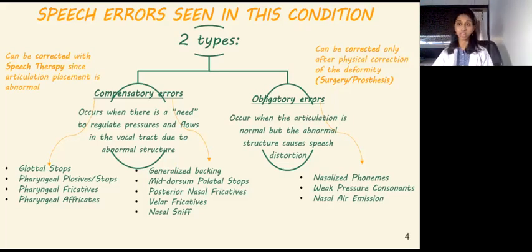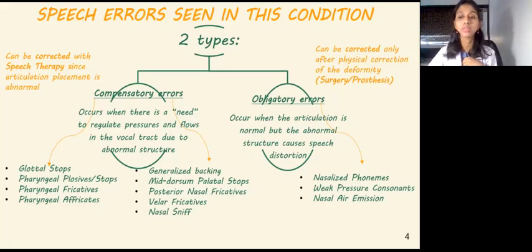An obligatory error is one where the articulation placement, which resembles the function of the articulator during sound production, is maintained. So it's normal, but the abnormality of the structure causes the distortion of speech. For example, when there is a large velopharyngeal opening, the placement of articulator may be normal, but the manner of production is altered from oral to nasal due to the lack of velopharyngeal closure. As a result, voiced plosives may sound closer to their nasal complement. That is, b may sound like m, d may sound like n, g may sound like ng.